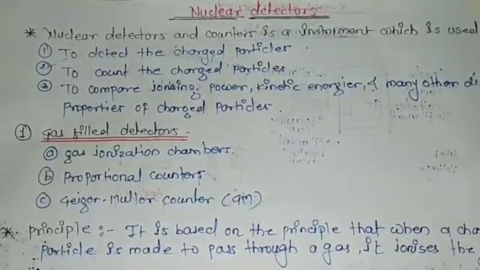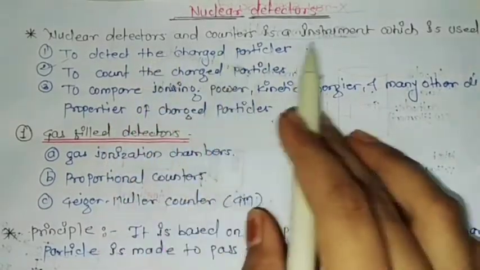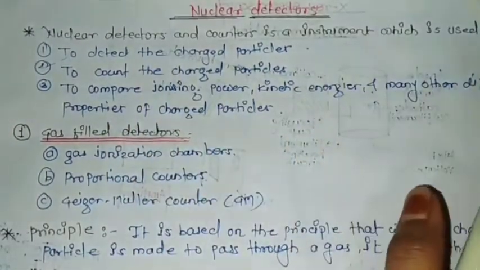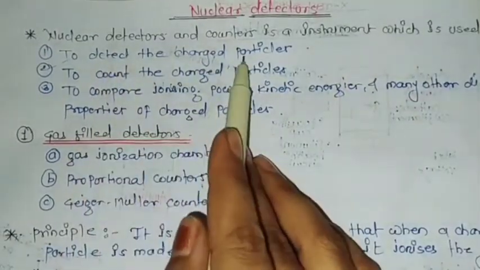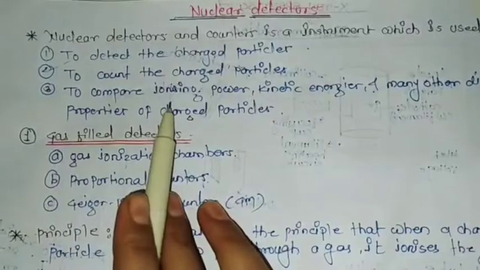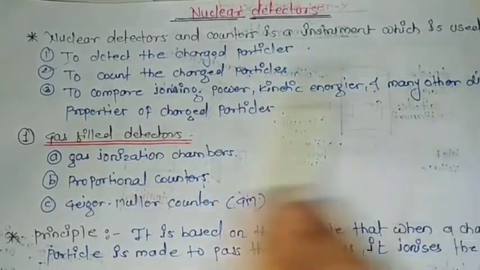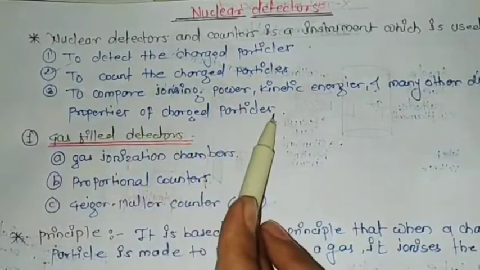Hello everyone. Today I am going to discuss nuclear detectors. Nuclear detectors and counters are instruments used to detect charged particles, to count charged particles, and to compare ionizing power, kinetic energies and many other different properties of charged particles.